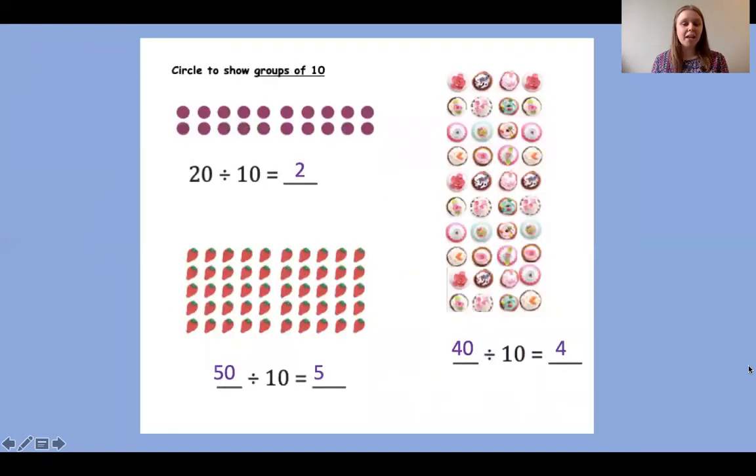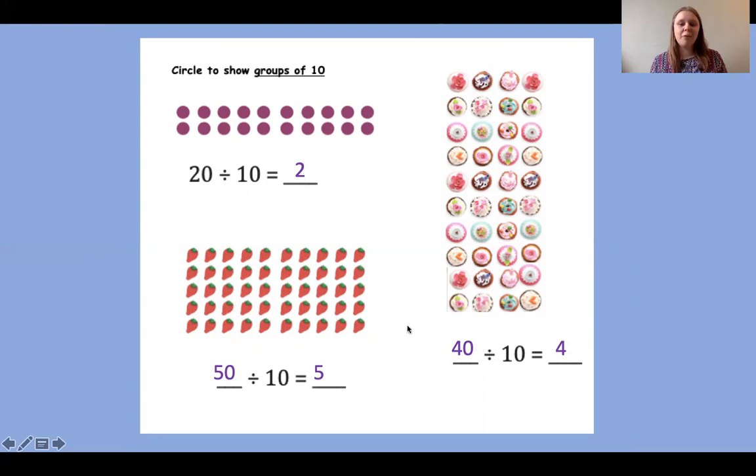And then circling to show groups of 10. We have 20, we're dividing by 10. So we are going to circle one group of 10, and then the bottom row, we are going to circle another group of 10. So there are two groups of 10. With the strawberries, yummy strawberries, we are going to circle 1, 2, 3, 4, 5 groups of 10 for those strawberries. Okay, so 50 divided by 10 equals 5.